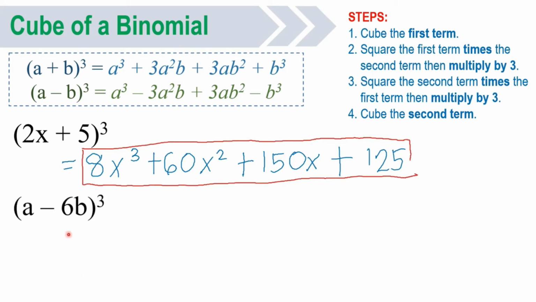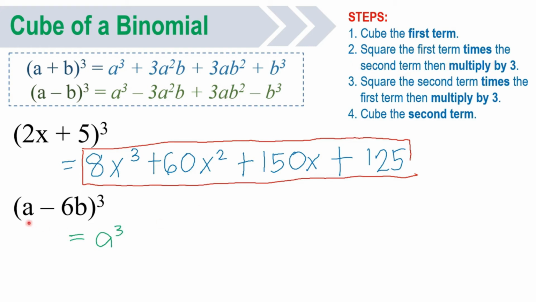Let's try another example: a minus 6b cubed. Following these steps again, we have to cube the first term. The first term is a, so a times a times a, you will have a cubed. A raised to 3.